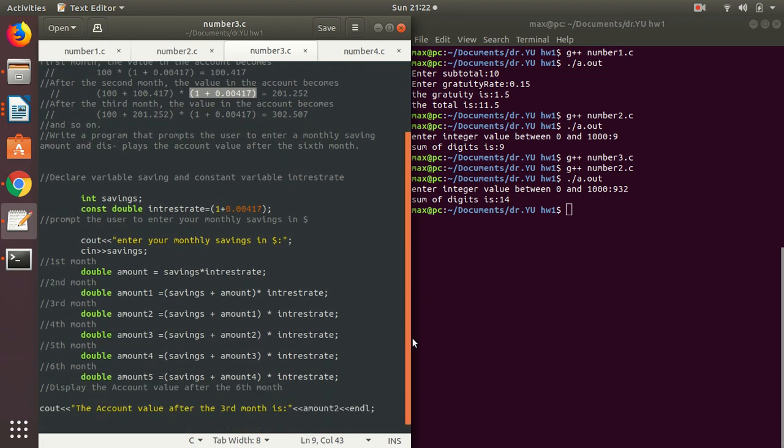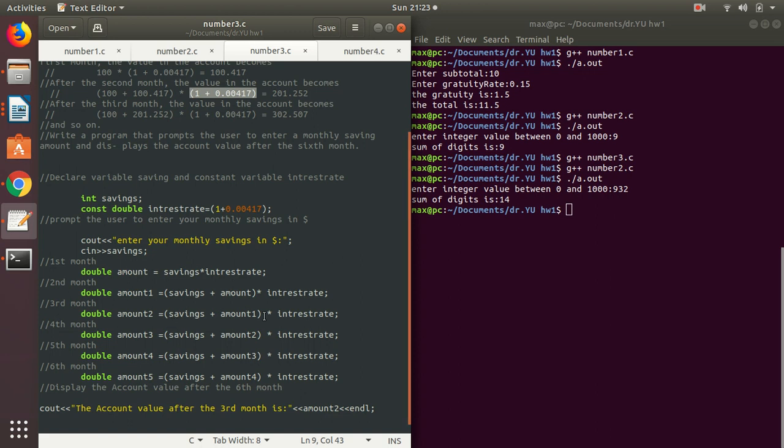So I prompted the user to enter the monthly savings. In this case, we're working with 100. So when you enter 100, your 100 savings times the interest rate. The amount you get here is carried to the next month. When it's carried to the next month, it's this amount plus this savings, times the interest rate. It gets you the value for the 2nd month. That's what we do also for the 3rd month. The amount from the 2nd month is brought here plus the savings.